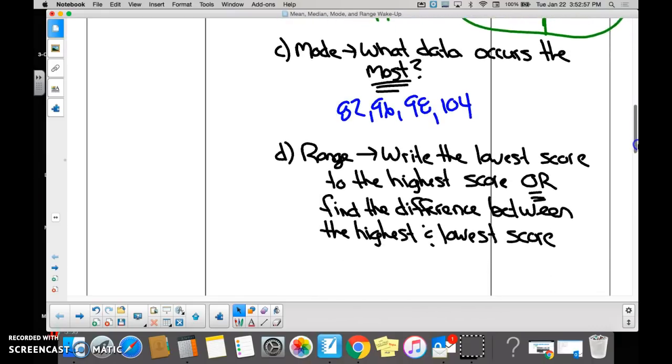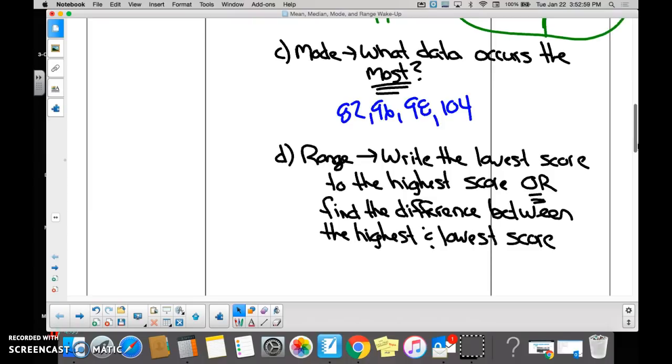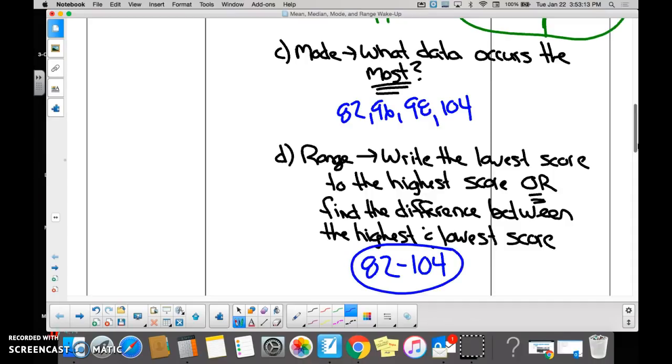Last thing is the range then. We could express the range 2 different ways. Way 1 is to take your lowest total and your highest total, put a dash between them. So 82 to 104 is the range, lowest to highest. The second way is to find the difference of 82 and 104. The difference means subtract. So 104 minus 82 is 22. That's another way of finding the range. The range is 22, or it is the lowest score to the highest score, which is 82 to 104. Good luck.